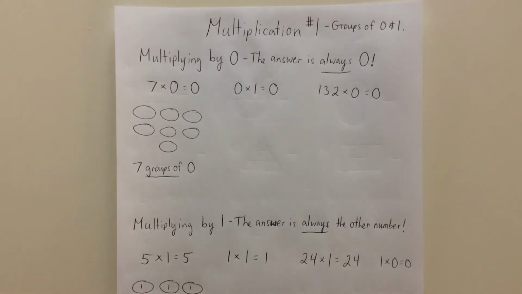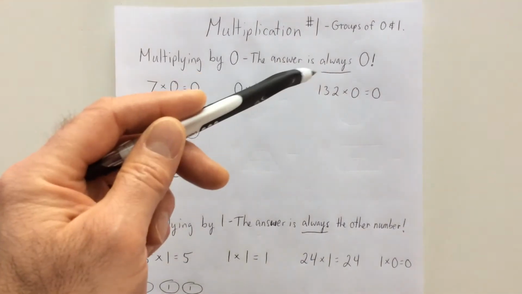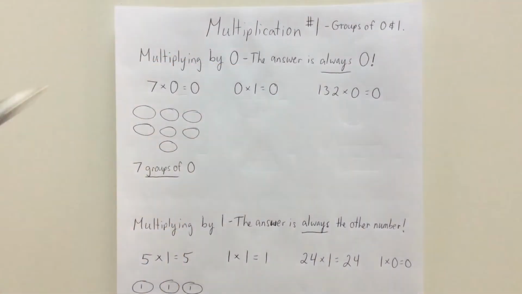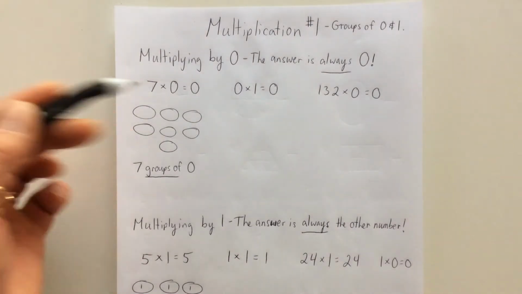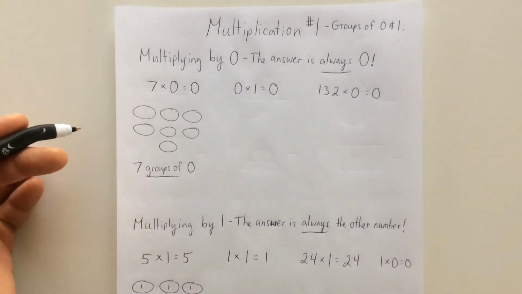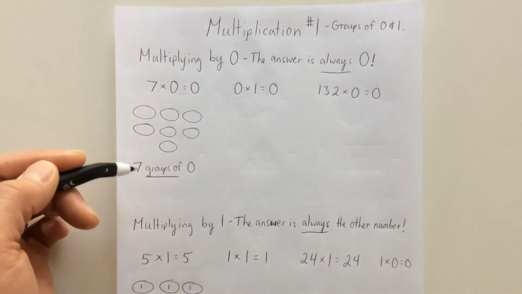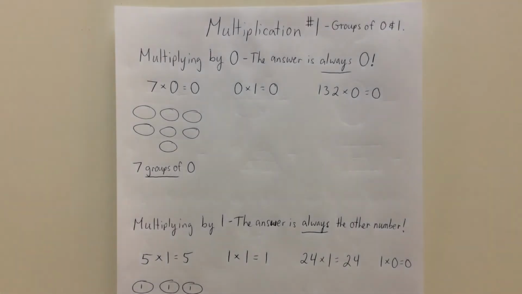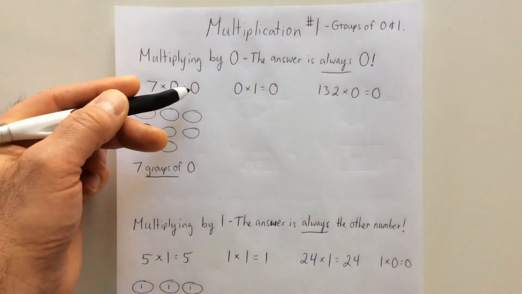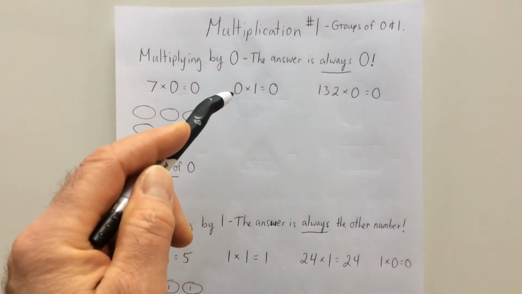So, starting with multiplying by 0. So multiplying by 0, the answer is always, always, always 0. So as simple as that, okay? So here's an example, 7 times 0 equals 0. So I've drawn 7 groups, okay, because it's 7 groups of 0. So I have 7 groups with nothing in them. So how much do we have in total in those groups? 0 or nothing, okay?